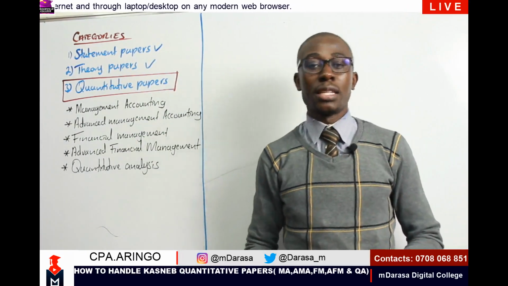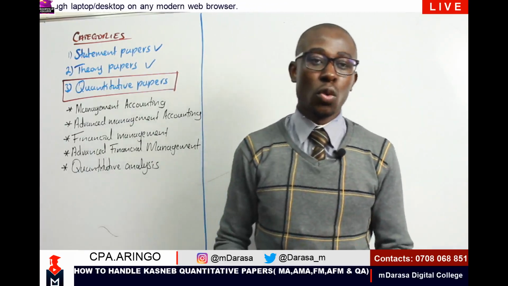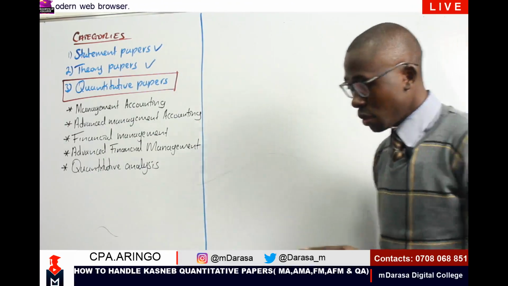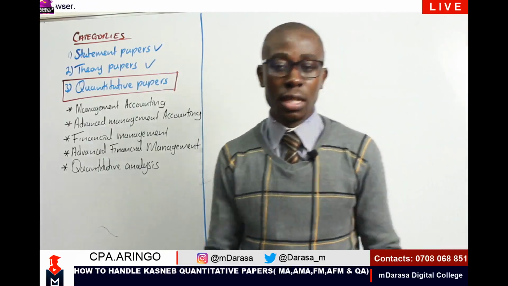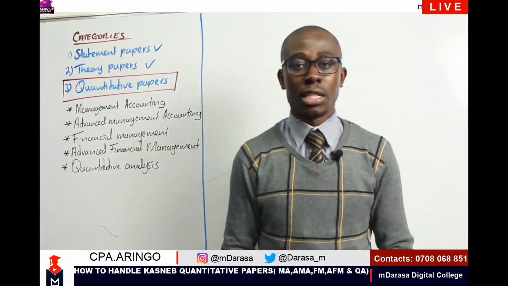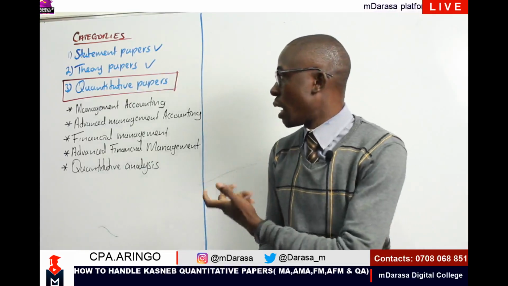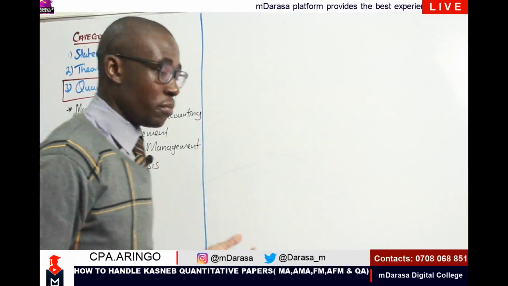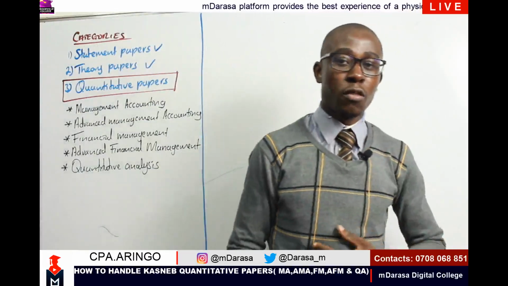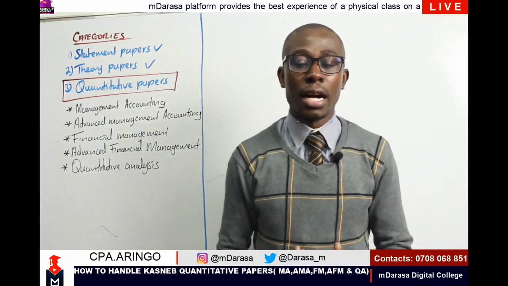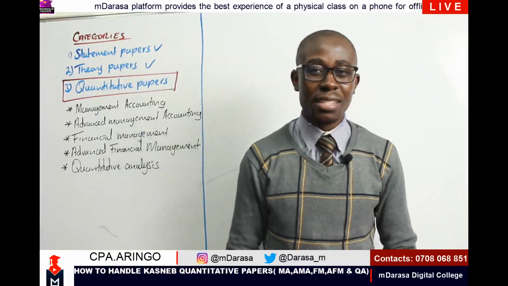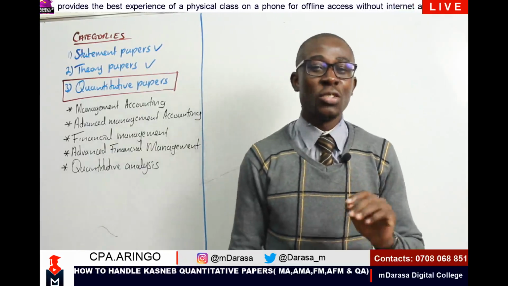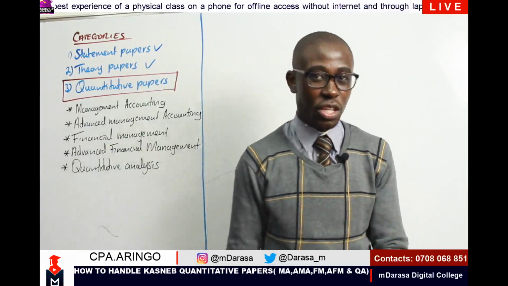You will note that the strategy of handling these quantitative papers, from MA to QA, is just the same. First of all, it is important for us to understand how these papers are structured, because from the structure we can devise a strategy on how you can handle these papers. Ideally, they are very simple to pass. So long as you apply a smart strategy, you'll find that passing these papers will be very easy.